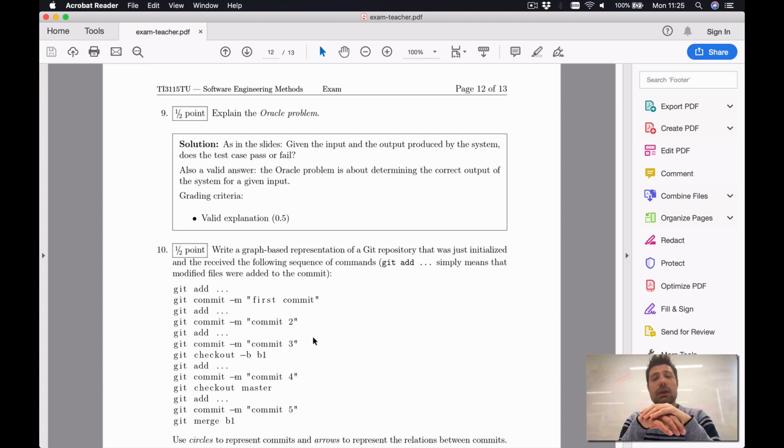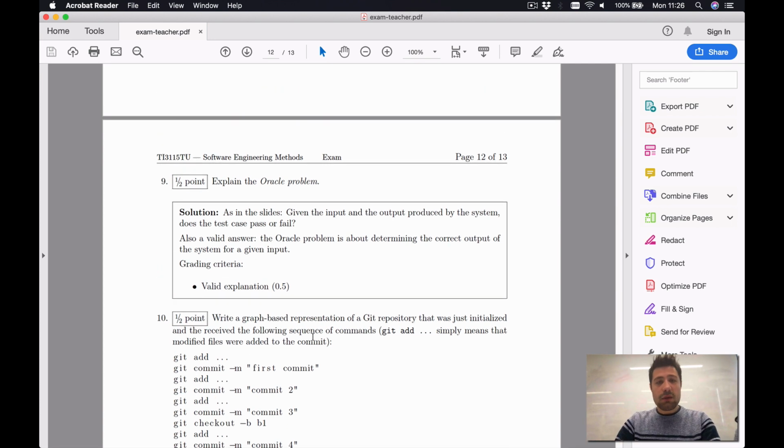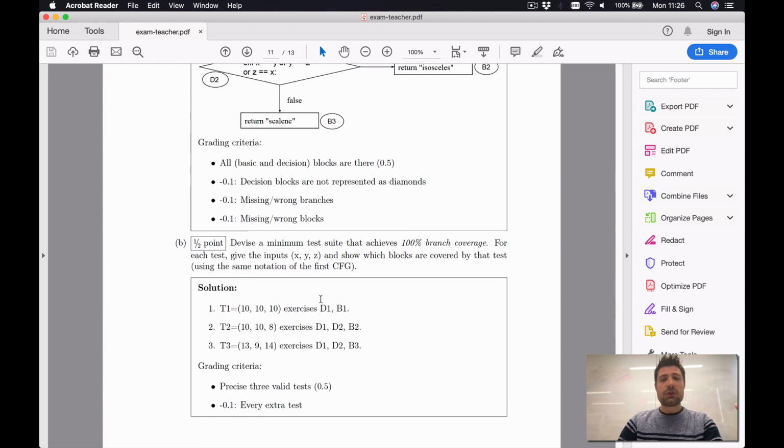Explain the oracle problem. I think this was tricky. Just a few people got it right, actually. The idea of the oracle problem is, given an input, the system returns something. How do I know that this something is the correct output for that given input? So this is the oracle problem. We need something that tells me that, given this input, this is the correct output. And the way we have been doing in this course is that the human is the one providing the oracle, right? When you write the tests, you provide the oracle. Given the 10, 10, 10 for the triangle, the output is equilateral.